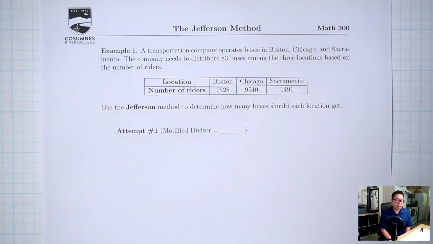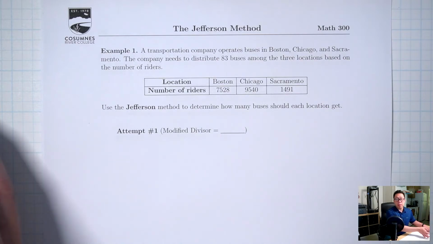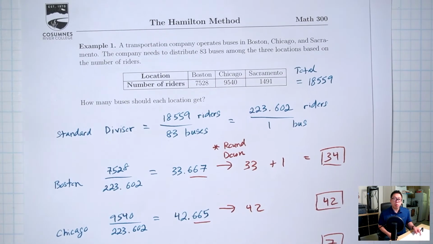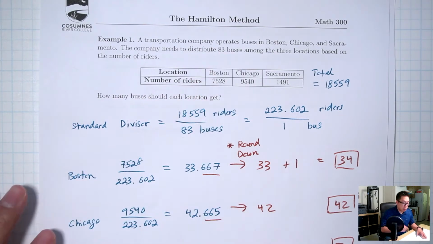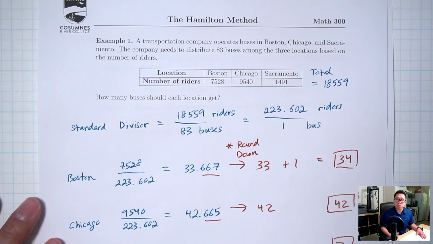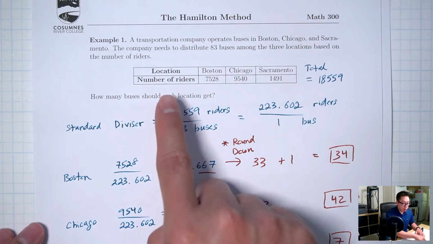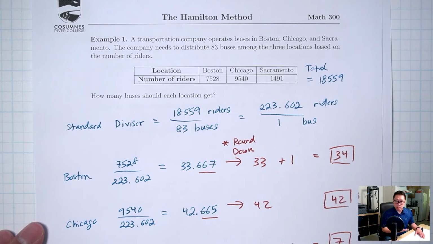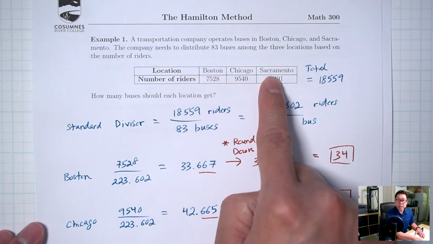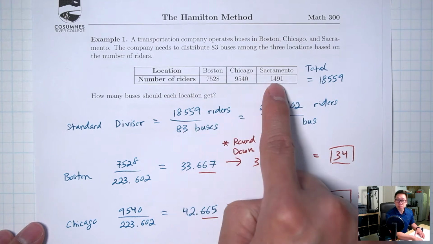Welcome back. In the last lecture, we talked about the Hamilton method. And the Hamilton method was a way to determine how many representatives each state should get. So here's one of the examples that we did in the last lecture. Here, we're sharing 83 buses among these three locations, Boston, Chicago, and Sacramento. And we want to share it based on the number of riders. So think of the 83 buses as 83 representatives, these locations as states, and the number of riders as population.